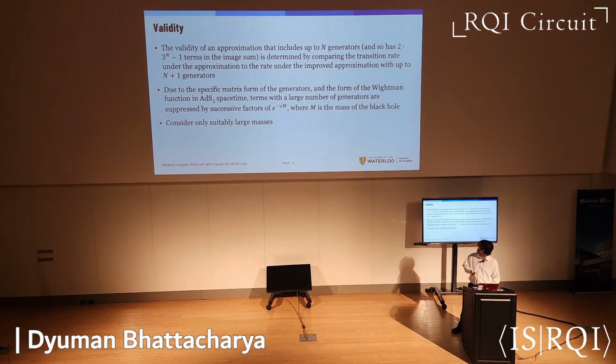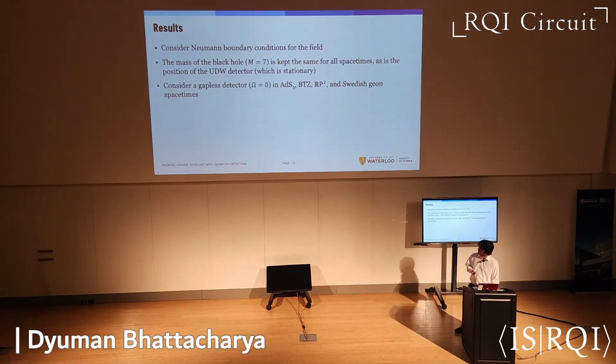Luckily, because of the specific matrix form of the generators and the form of the Wightman function in anti-de Sitter spacetime, terms with a large number of generators are suppressed by successive factors of e to the negative square root of m, where m is the mass of the black hole. And we consider only suitably large masses. A very crude reasoning shows that you can find a rough relation between the mass of the black hole and how many terms you want to include in the image sum. But this is something that's only pragmatic in nature.